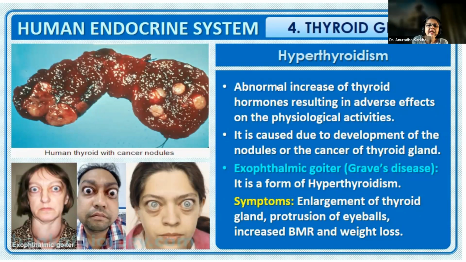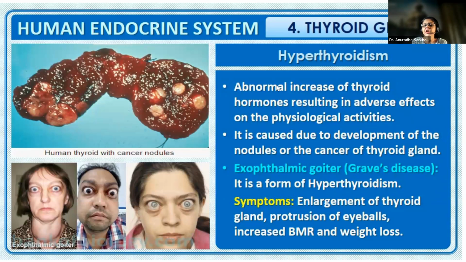Thyroid gland looks like the first picture in humans, but that is normal. This is abnormal. This is a cancerous thyroid. This is an abnormal thyroid gland. The normal one does not look like this. It is caused due to development of nodules or cancer of the thyroid gland. So as I said, it can be a result of uncontrolled cell division of the thyroid gland itself.